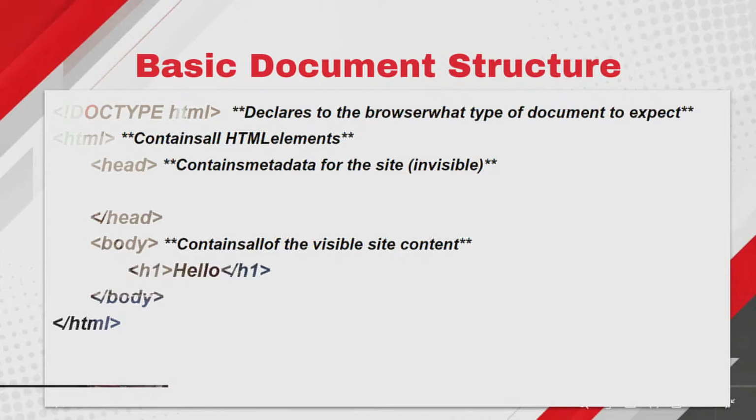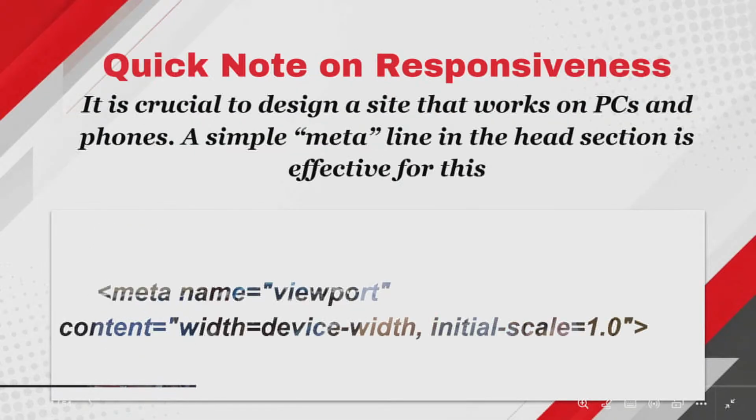And then just to know about responsiveness, you want to design your sites so they can be viewed both on a computer and on a phone, because lots of people are using the internet from their phones. And so we want to create responsive sites. Responsive in this context just means that how the site looks responds to the size of the device that you're using. And so we can use a meta line in the head section to tell it to be responsive.